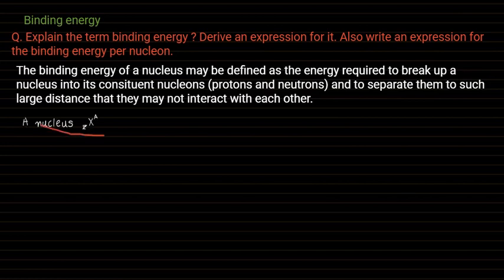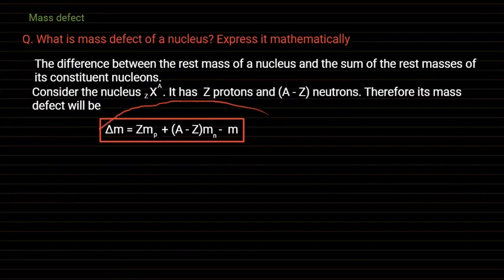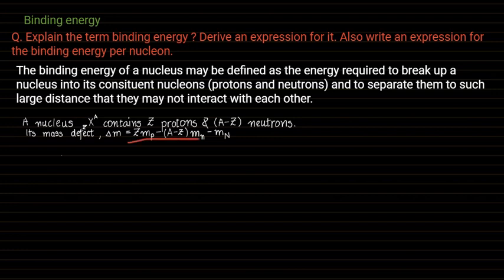So consider a nucleus. This nucleus has Z number of protons and A minus Z number of neutrons. Then its mass defect can be written as this formula: delta M equals the number of protons multiplied with the mass of the protons plus the number of neutrons multiplied with the mass of the neutrons minus the mass of the nucleus. Fine, so I can use this expression here.